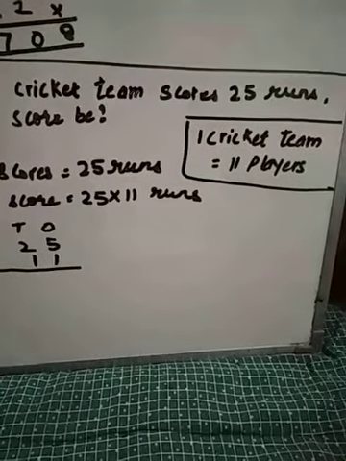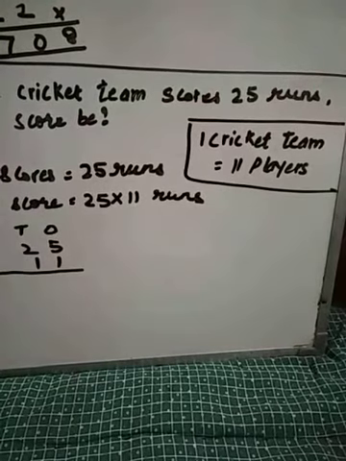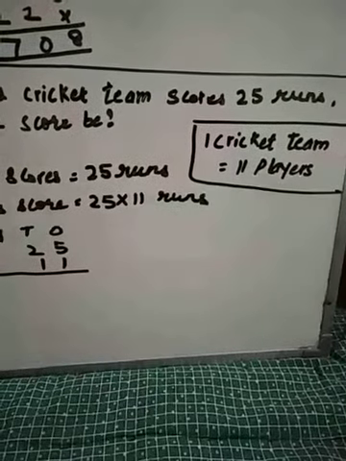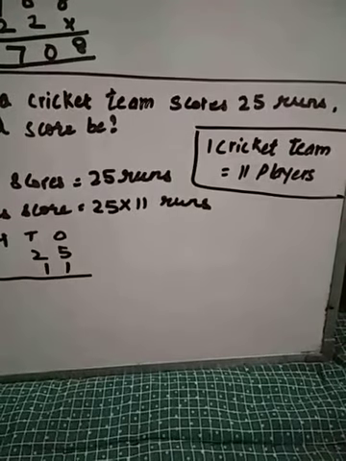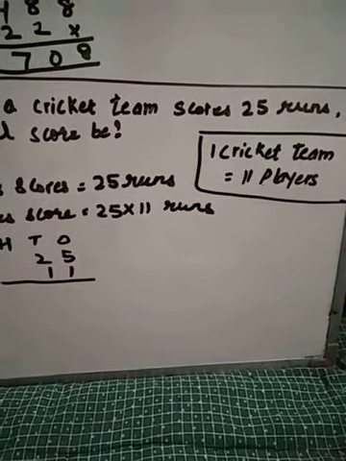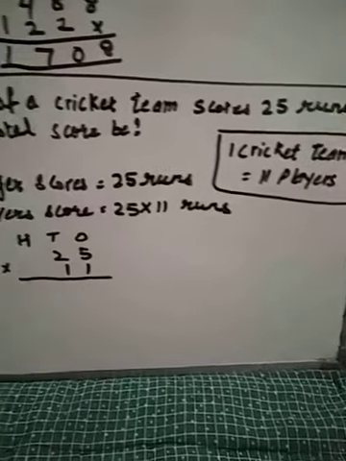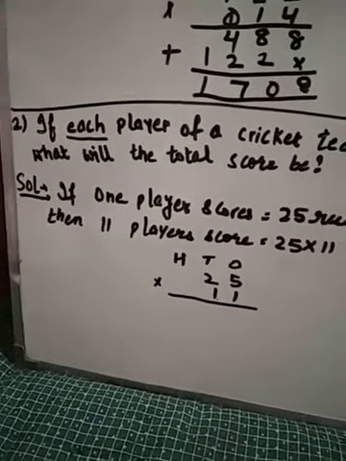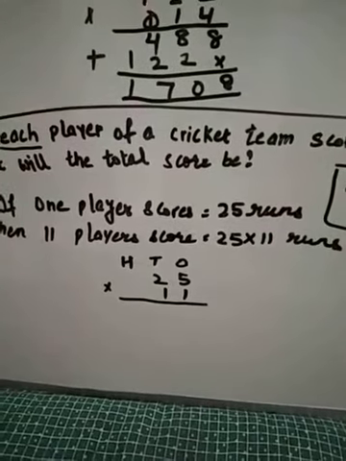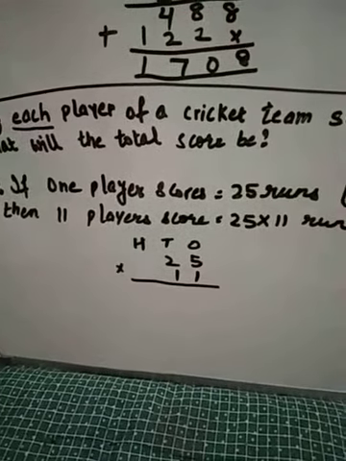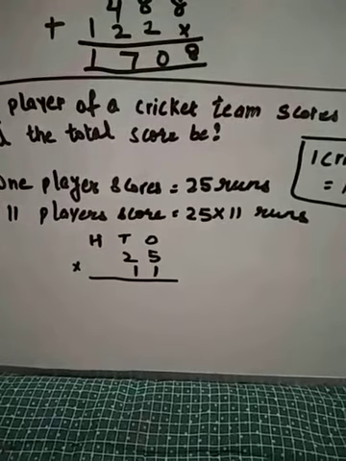One cricket team is equal to 11 players. That we all know. That is a general question that in one cricket team there are 11 players. Now I hope you have got your second number, and your second number is 11. Now I will solve my sum. If one player scores is equal to 25 runs, then 11 players score is equal to 25 into 11 runs.